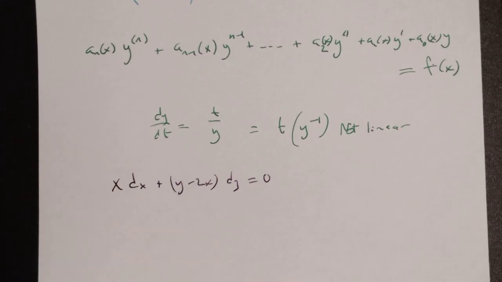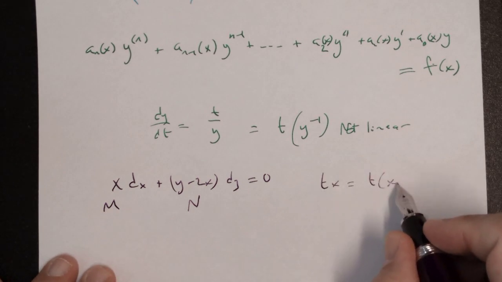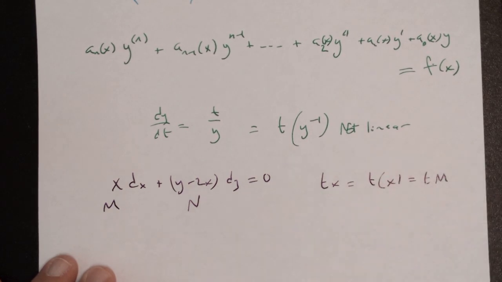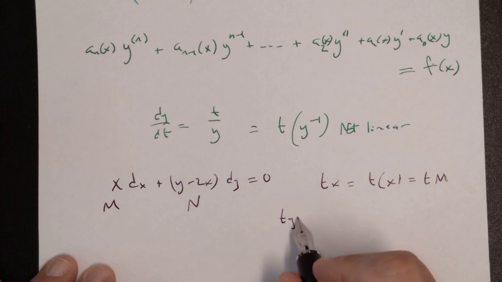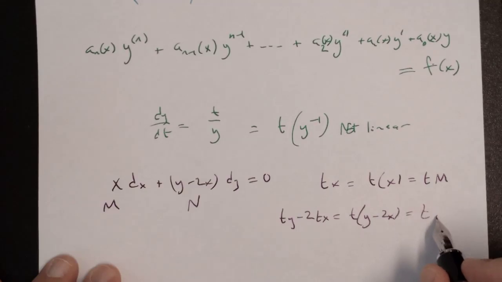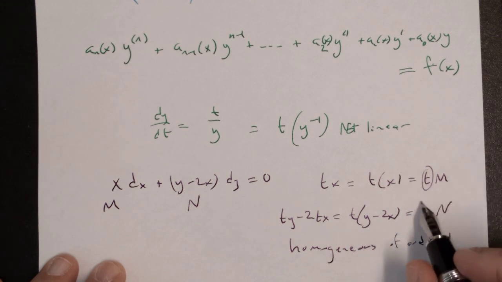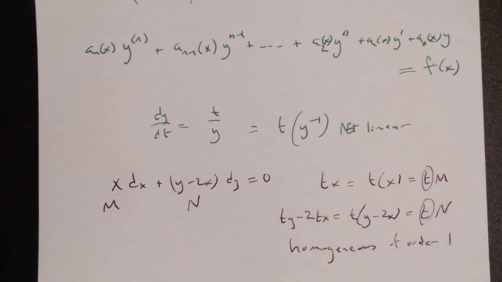Okay. I need to know if it's homogeneous, and if so, what's the order? Homogeneous means I put a t where I see a tx and ty where I see x and y. So this is m, this is n. Tx is the same as t times the quantity x, that's t times m. Ty minus 2tx is the same as t times y minus 2x, which is t times n. This is homogeneous of order 1, because that's a t to the first in both cases. Whew.